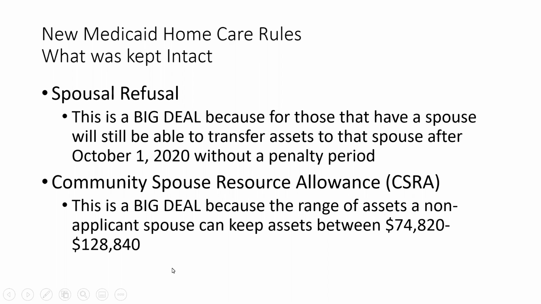The other big deal was the keeping of the Community Spouse Resource Allowance. This is the amount that the well spouse can keep without Medicaid instituting a penalty. Irina talked about a 25% penalty of income, and there are also penalties for resources for spouses that are in the community, or spouses that actually are well spouses. So what they did is they maintained the current amounts of $74,000 to $128,840, and this was a very good thing.